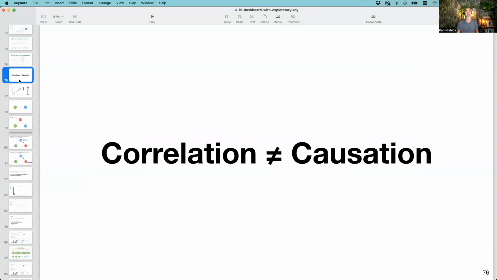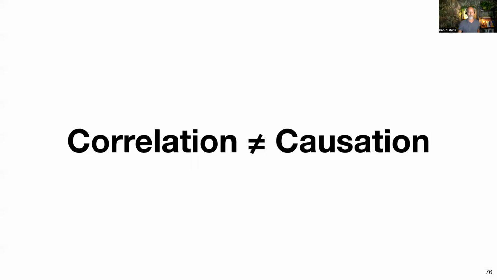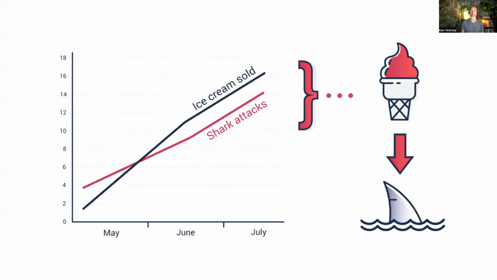So that's actually great. But one thing you've got to be careful about is correlation and causation. For example, this chart shows that from May, June, July, the number of shark attacks increases, but the number of ice cream sold also increases. So it looks like these two are correlated. And here's what I want to say: I want to sell more ice cream.